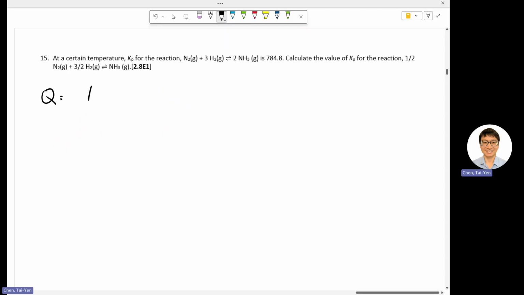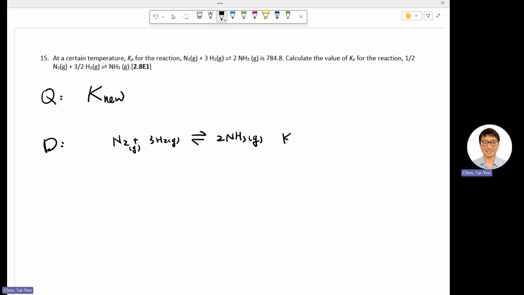We want to know the new equilibrium constant for the target equation. The data that you have is N2 gas plus 3H2 gas giving 2NH3 gas, with Kp equal to 784.8. That's the only data you have, and you want to calculate the K for this.